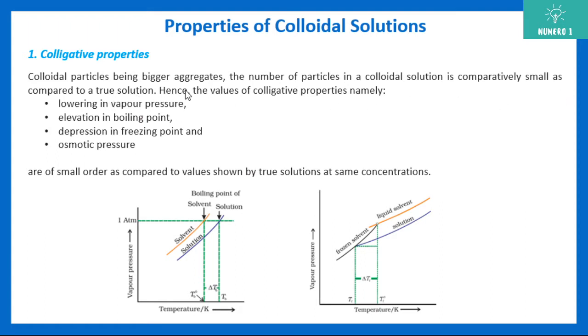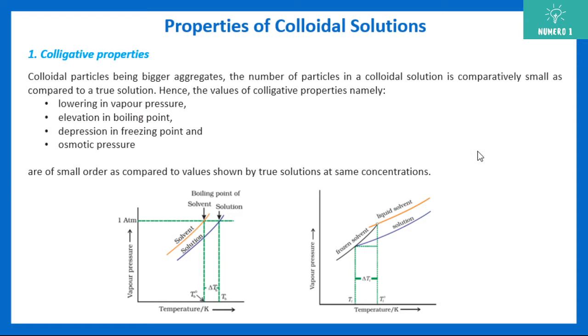So when we talk about colligative properties, that is lowering of vapor pressure, elevation in boiling point, depression of freezing point, and osmotic pressure, these properties are affected, but as compared to a true solution, they are actually less affected. Here is some graph just to refresh your memory. This is colligative property which we have gone through in the solutions chapter.